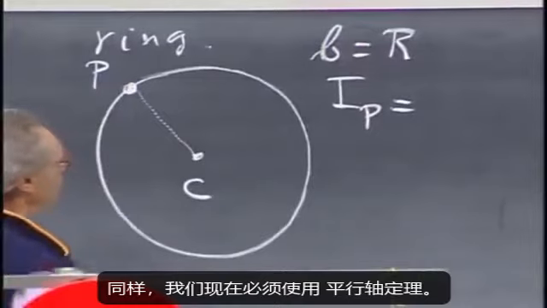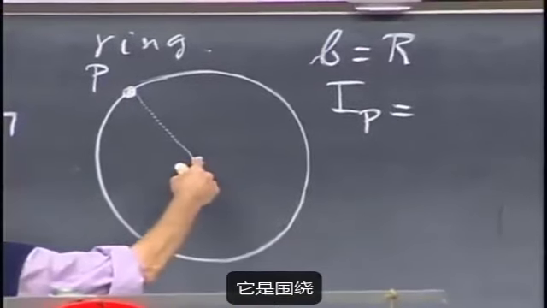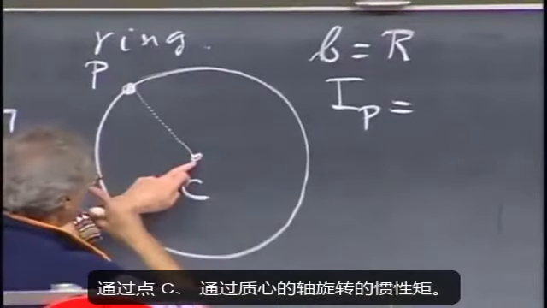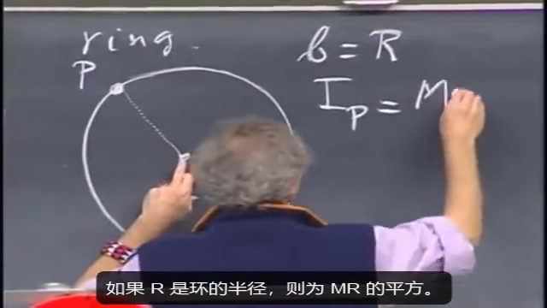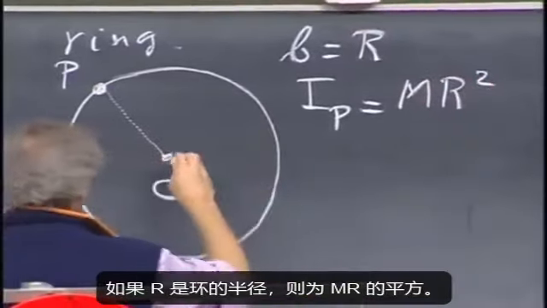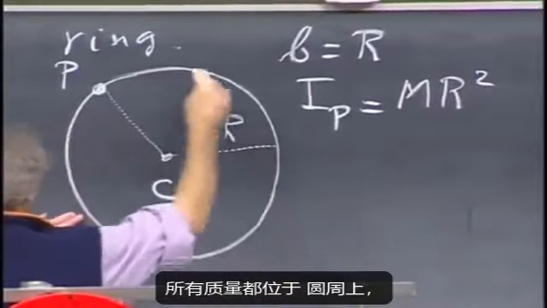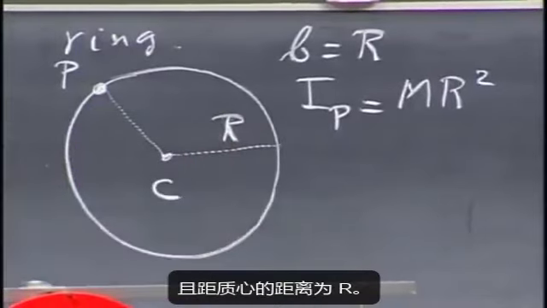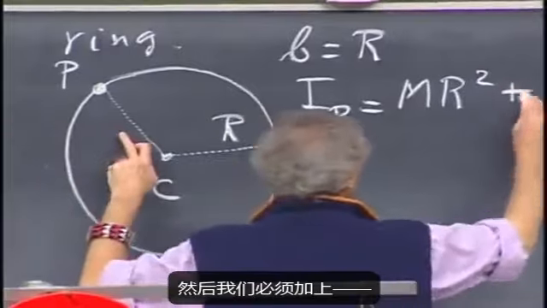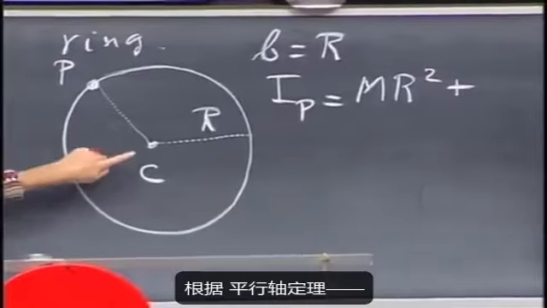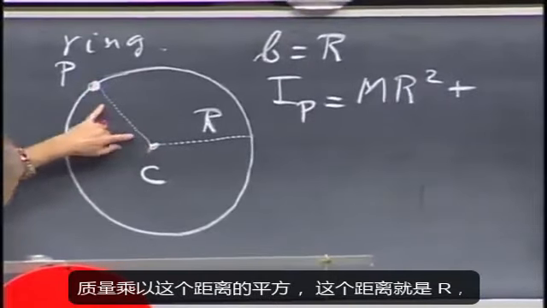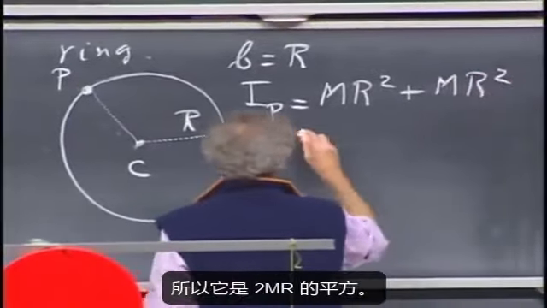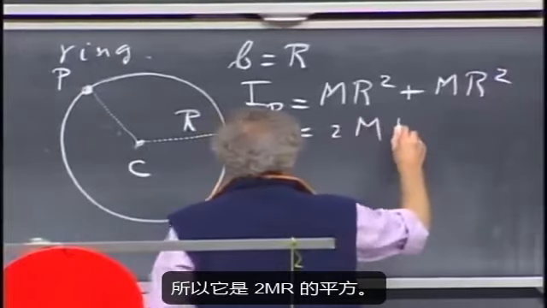Again, we have to use now the parallel axis theorem. It is the moment of inertia for rotation about this axis through point C, through the center of mass. That is mr squared. This r is the radius of the ring, because all the mass is at the circumference, all at a distance r from the center of mass. And then we have to add to that, according to the parallel axis theorem, the mass times this distance squared, and this distance is r, so you get mr squared. So it is 2mr squared.